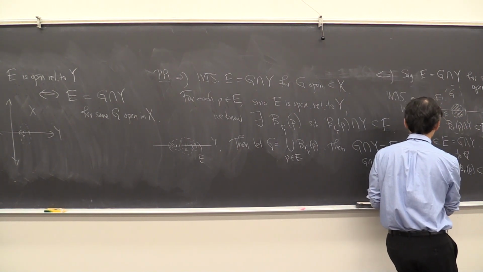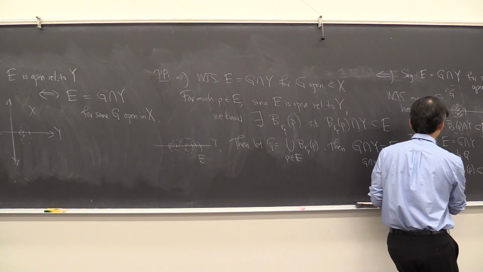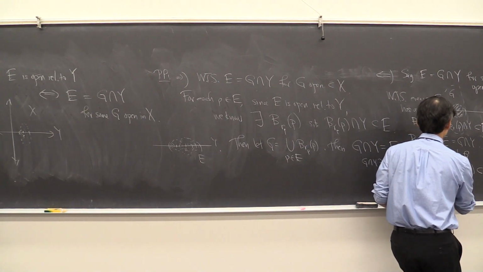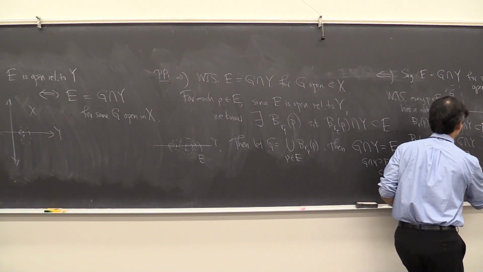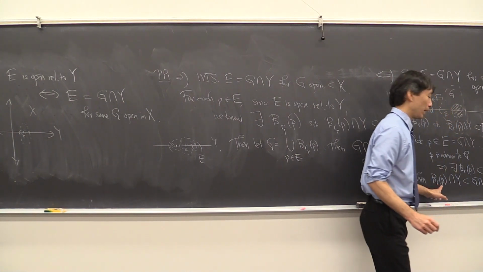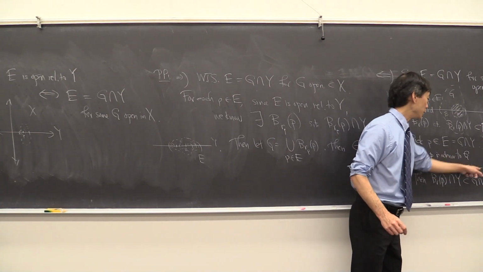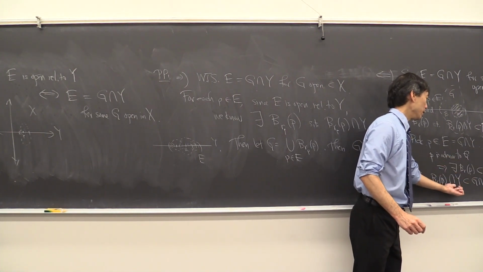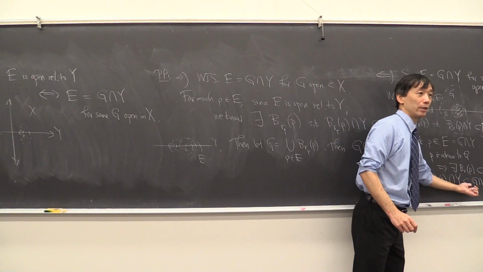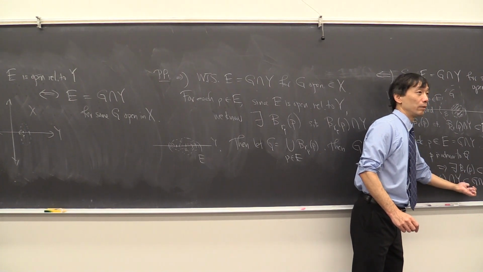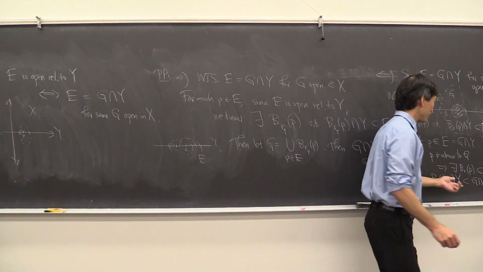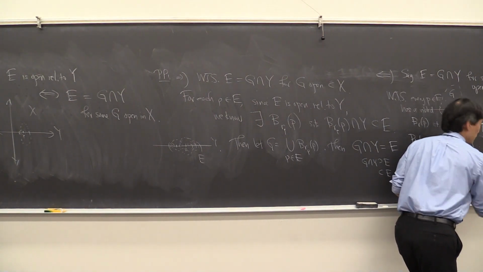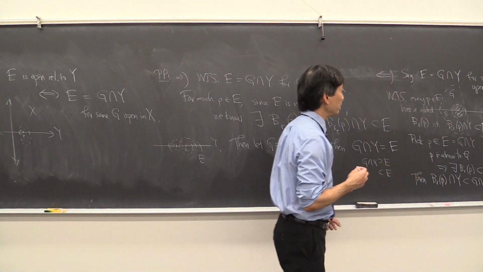Then B_r(p) intersect Y is contained in G intersect Y. B_r(p) is inside of G, so B_r(p) intersect Y is contained in G intersect Y, right? Which is E. And so we're done.